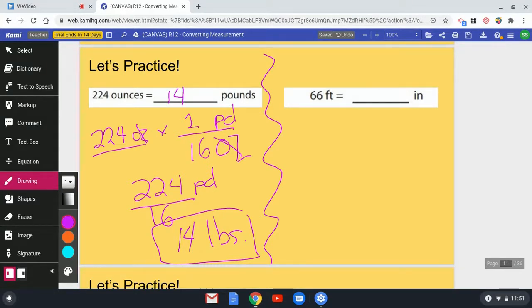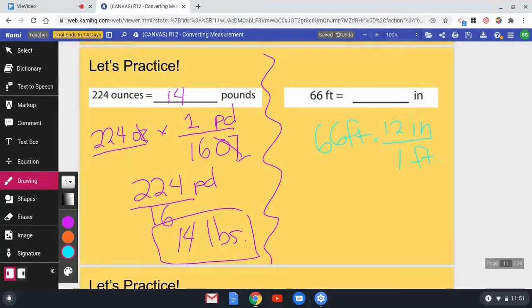All right, let's try another one. I have 66 feet. Now, if I'm starting with feet, I'm going to put feet down here on the bottom. And I want to get to inches, so I'm going to put it on top. What do I know about feet and inches? Look at your chart that you made. And I know 1 foot is 12 inches.